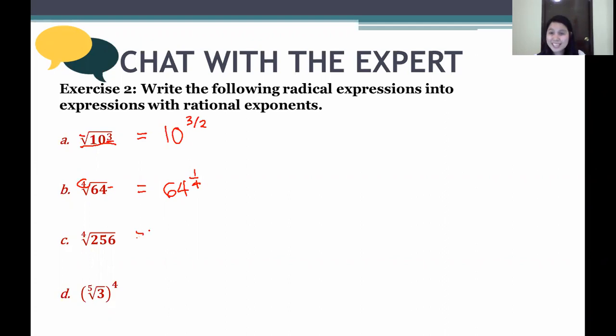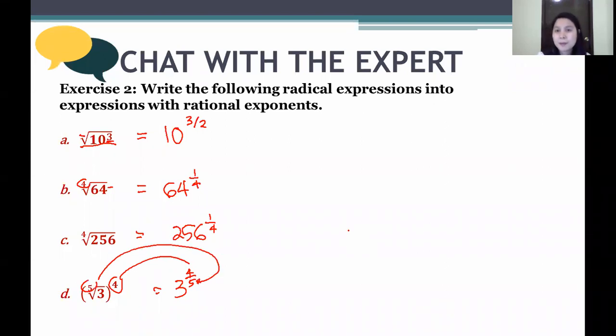Next, letter C, the fourth root of 256. Very good. I see Ali, Syra, and Jared. 256 to the power of 1/4. How about the last? The fourth power of the fifth root of 3. Very good. That's 3 to the power of 4/5. The power is the numerator. The index is our denominator.